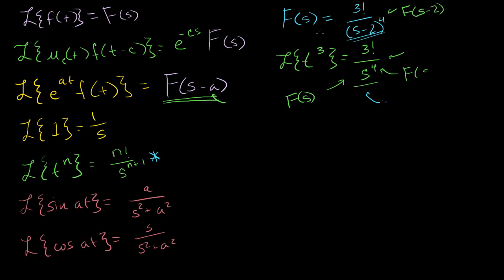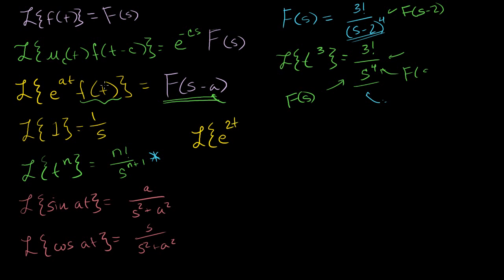So this is the Laplace transform of e to the at times our f of t. So let me write this down. This is the Laplace transform of e to the, and what's a? A is what we shifted by, right? It's what we shifted by, minus a, so you have a positive there. So e to the 2t times the actual function.